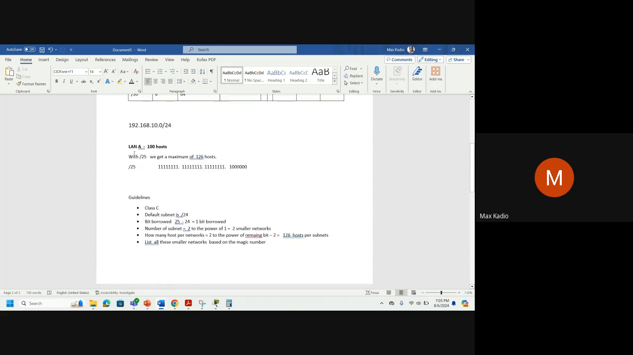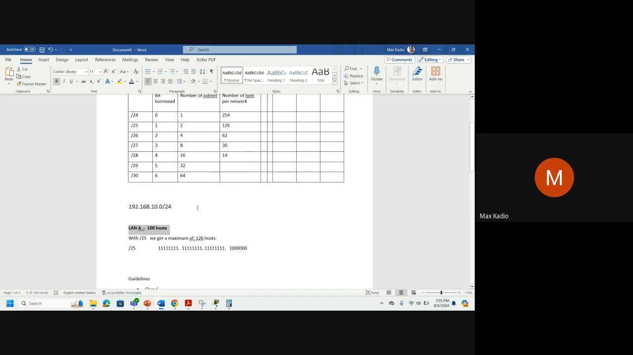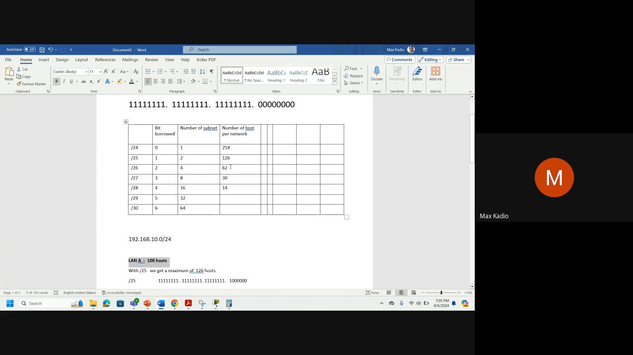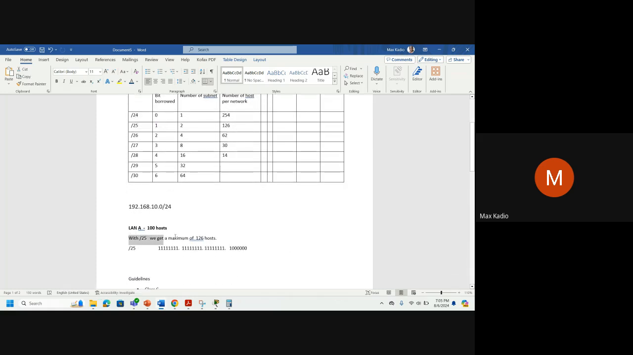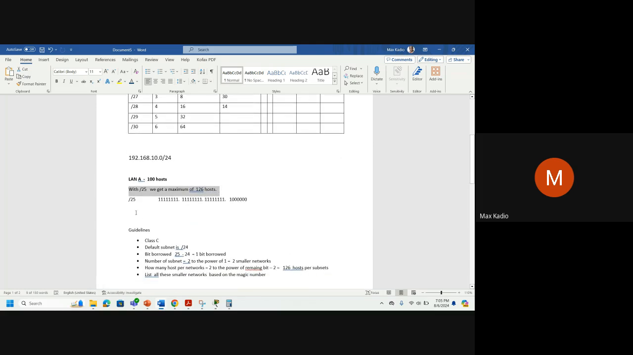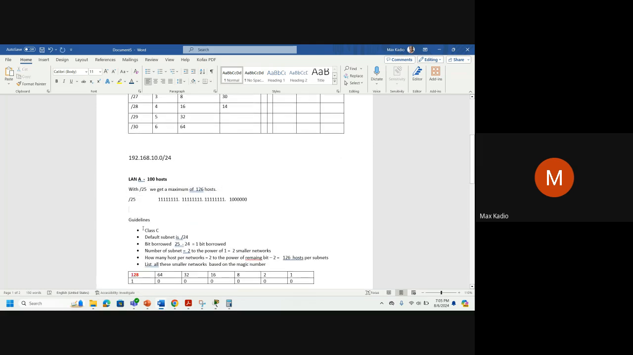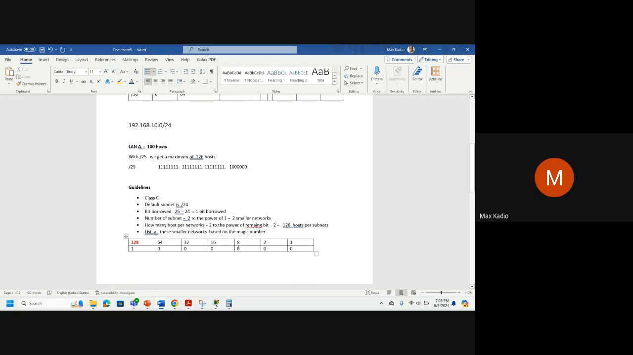If we say we need, for LAN A, we say we need 100 hosts. 100 hosts, you check here, the same thing we did before. If you take /26, it's maximum 62. We will need more. So if you take /25, then the maximum of hosts per network is 126. So it means we take this one. When you find it, you do your guidelines, the same thing we did. Class C, the same thing. So check this one and we continue.